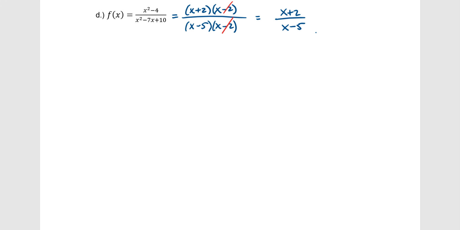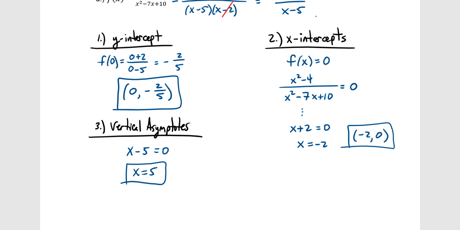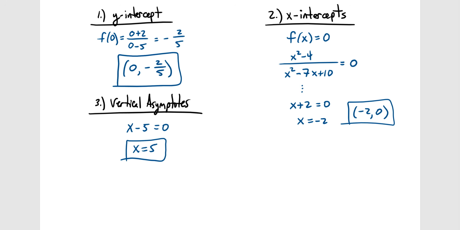Okay, so I'm going to run through and just fill in the y-intercept, x-intercept, and vertical asymptote real quick. Our y-intercept is going to be at negative 2/5. Our x-intercept is going to be at negative 2, 0. And I threw in a little dot dot dot here just to represent that jump from setting the function equal to 0 to setting the simplified numerator equal to 0. So we got the x-intercept at negative 2 and this vertical asymptote at x equals 5.